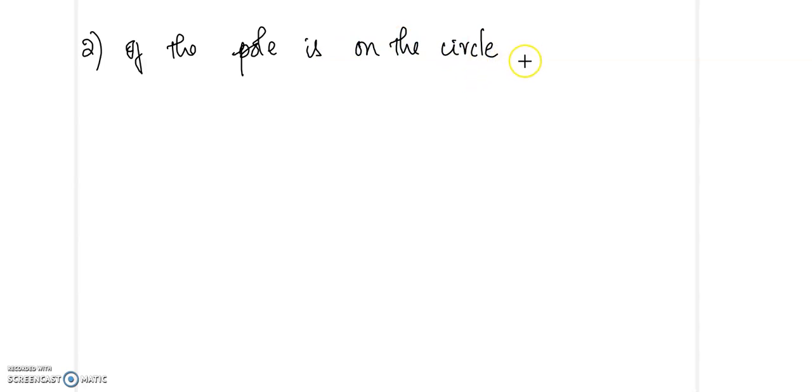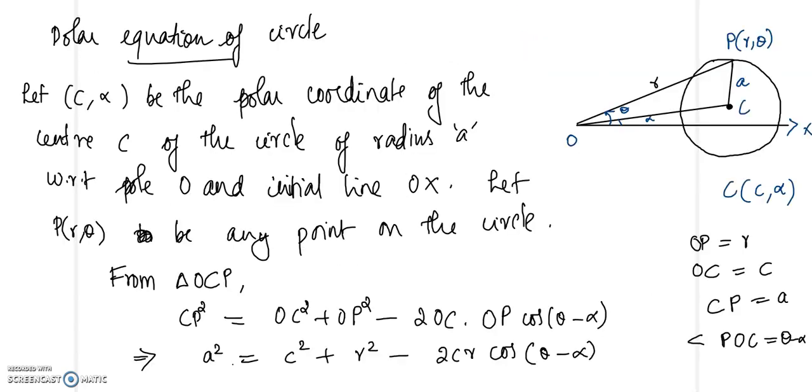And the second case is if the pole is on the circle. So if the pole is on the circle, let us look at what happens. So pole means this point O is on the circle, so our pole will be a point on the circle.